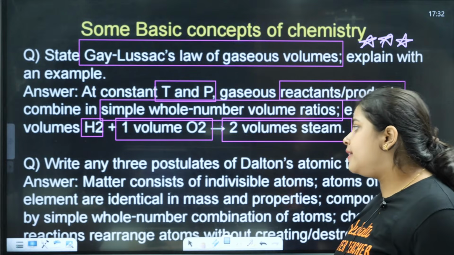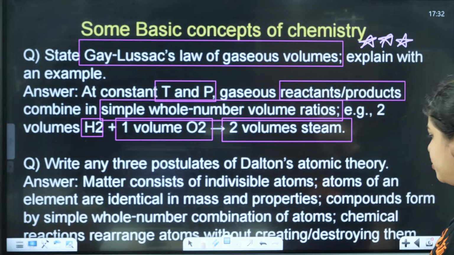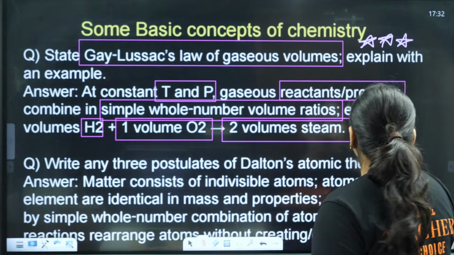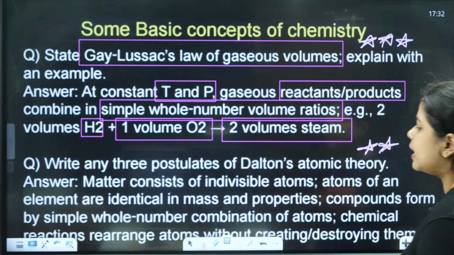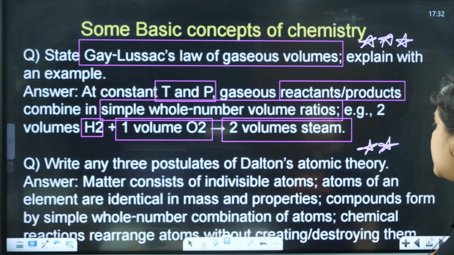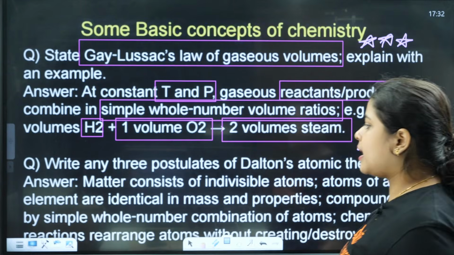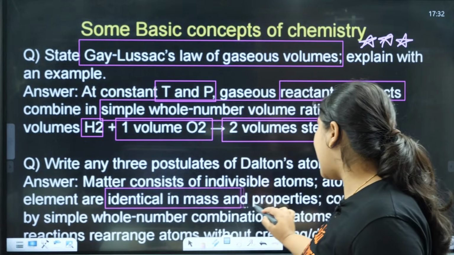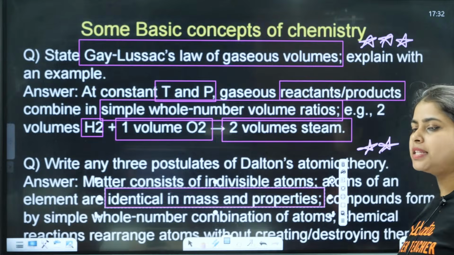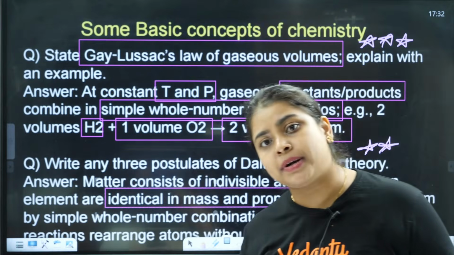Next one, write any 3 postulates of Dalton's atomic theory. Most repeated. So how you can tell that matter consists of individual atoms, and atoms of an element are identical. Identical in mass and properties.